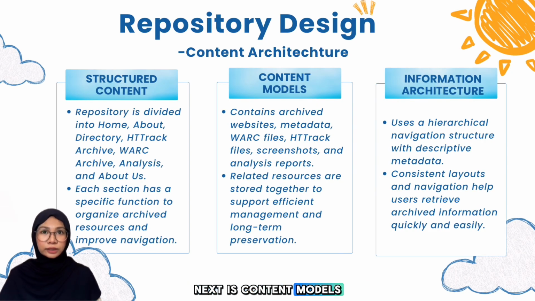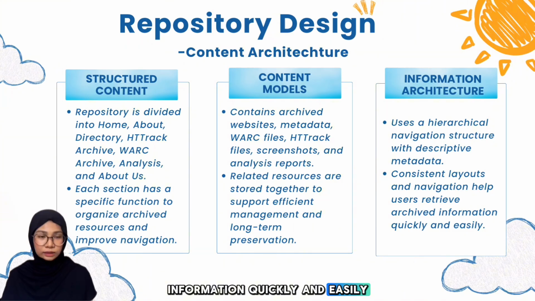Next is content models. It contains archive websites, metadata, WARC files, HTTrack files, screenshots, and analysis reports. The related resources are stored together to support efficient management and long-term preservation. Lastly is information architecture. It uses a hierarchical navigation structure with descriptive metadata. Its consistent layout and navigation help users retrieve archive information quickly and easily.